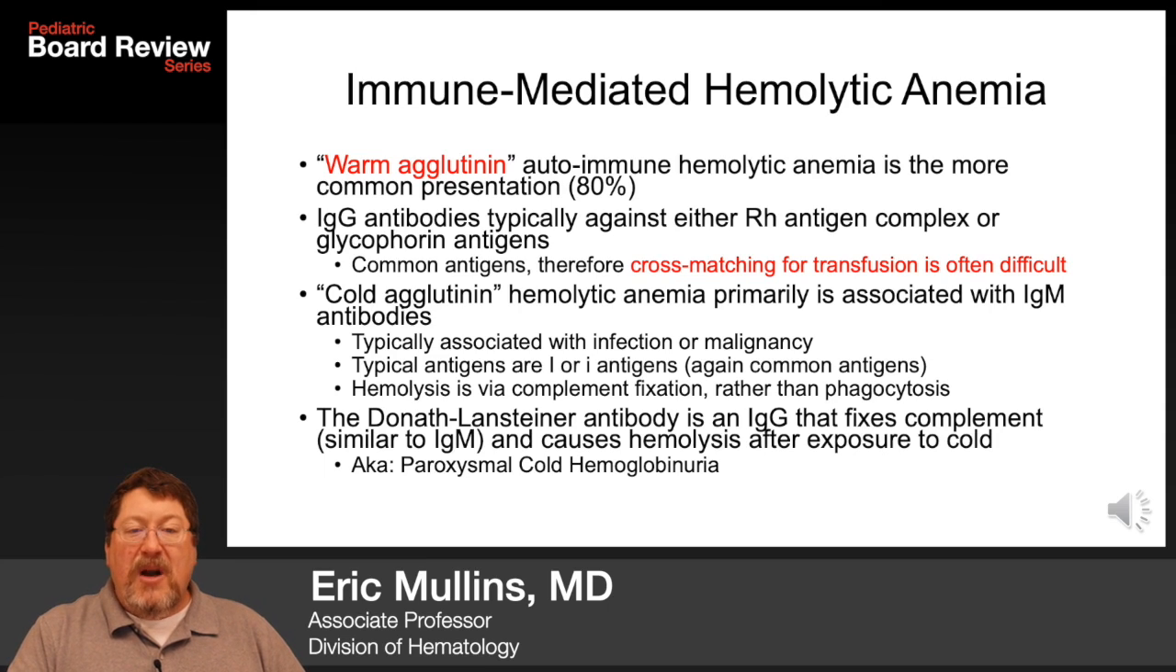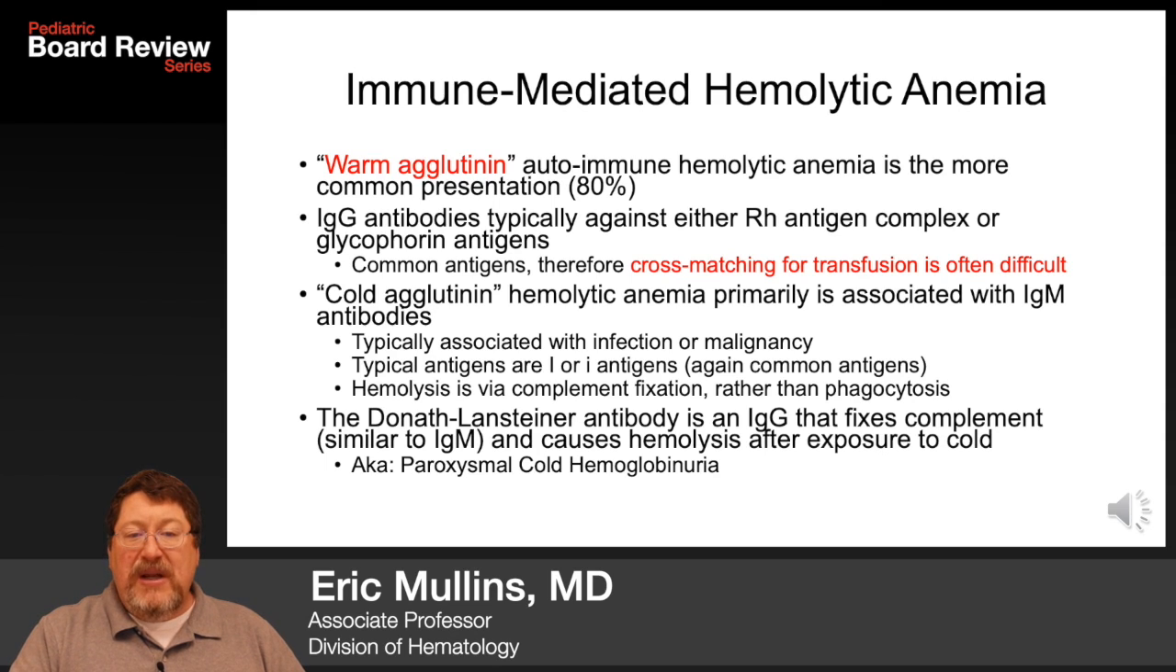Immune-mediated hemolytic anemia, or autoimmune hemolytic anemia, is the other kind of extrinsic hemolytic anemia, as this is something outside the red cell. The most common form of this is warm agglutinin disease. Warm agglutinin is an IgG antibody that typically goes against fairly common antigens on the red cell surface. Because of this, cross-matching for transfusion is often very difficult. And the textbook answer here, when you're treating these, is to give the least incompatible unit, because otherwise you might see your patient rapidly decrease their hemoglobin without transfusion.